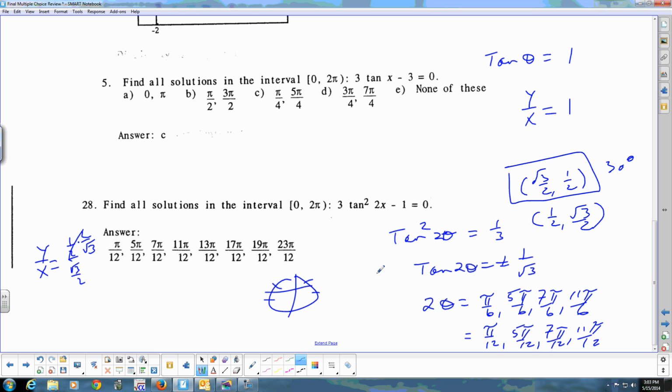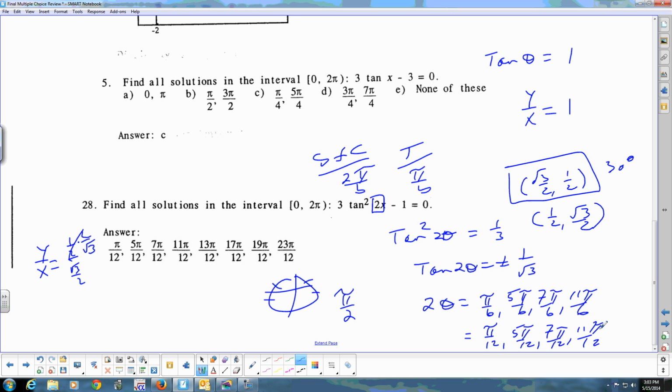Then you have to add its period on. Its period for tangent, we did sine and cosine. Sine and cosine, your period was 2 pi over b. For tangent, your period is pi over b. b is 2. So your period is pi over 2.